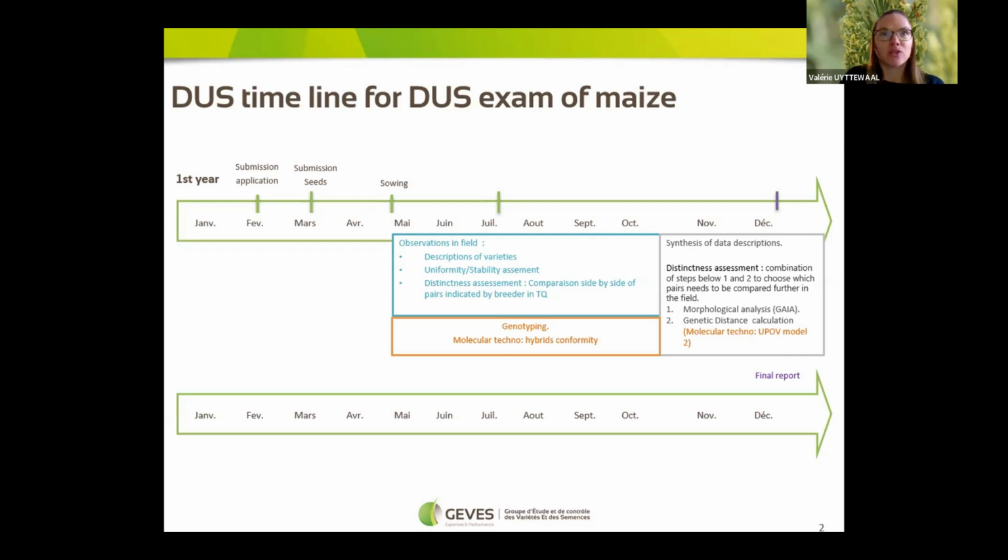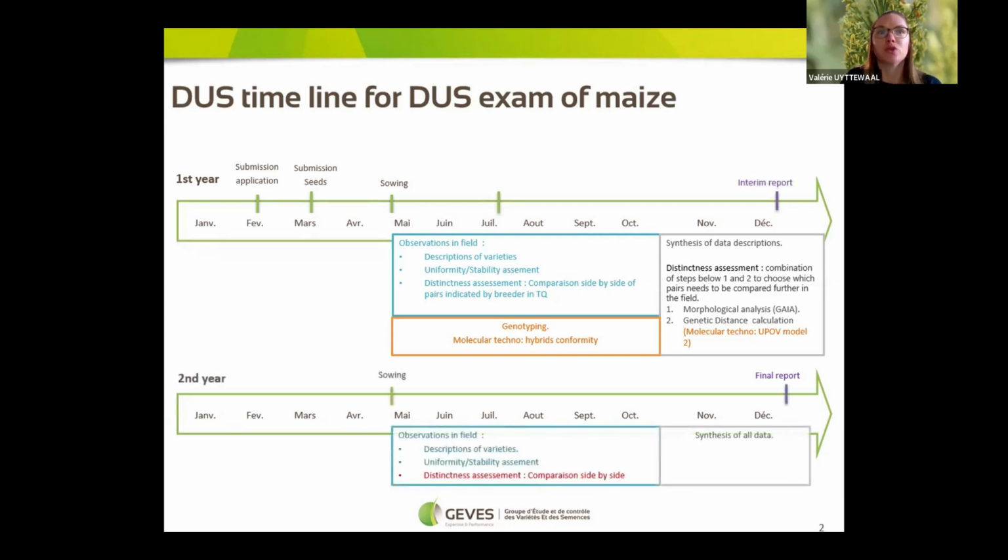And at the end of the first years, we can identify some varieties for which it is necessary to make a comparison in the field side by side. And in the following years, we continue the observation and the distinctness assessment by side-by-side comparison.